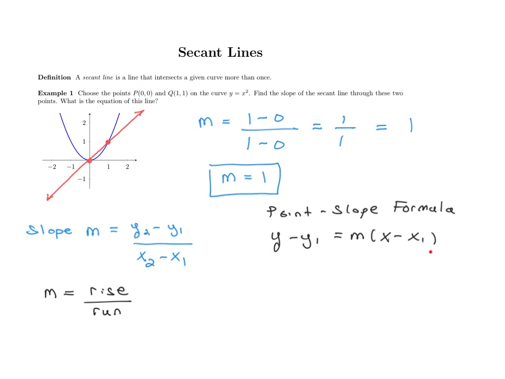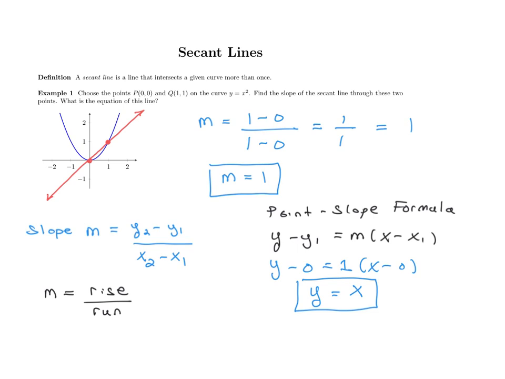If I put this information into this formula, we get the following. Y minus 0 is equal to 1 times x minus 0. This simplifies nicely to just y. I don't need that 1 or the 0. I can just put x, and you get the line y is equal to x, which makes sense. This line goes through the origin, and its slope is 1.